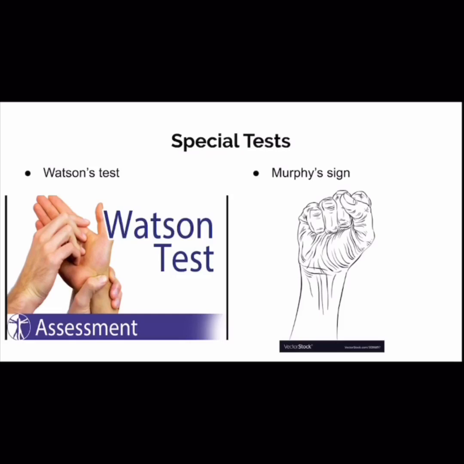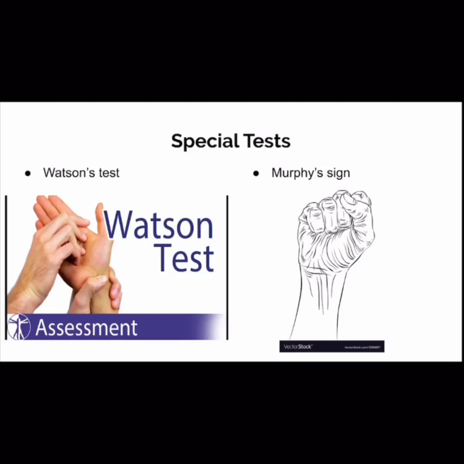Murphy's sign is a lunate dislocation special test. However, the two go hand in hand together. To examine this particular test, the patient will have a closed fist and the examiner will observe the third metacarpal.